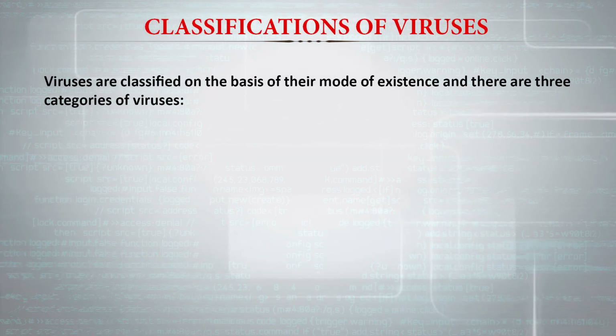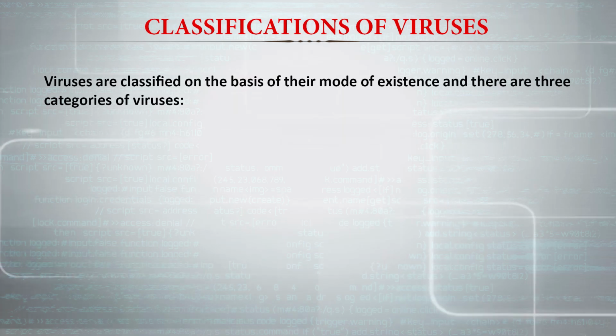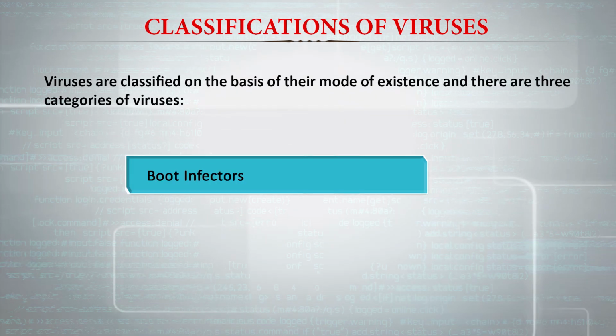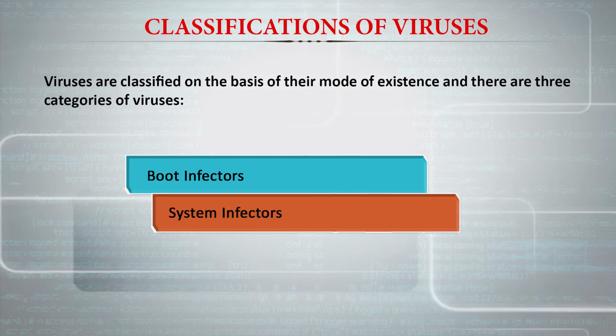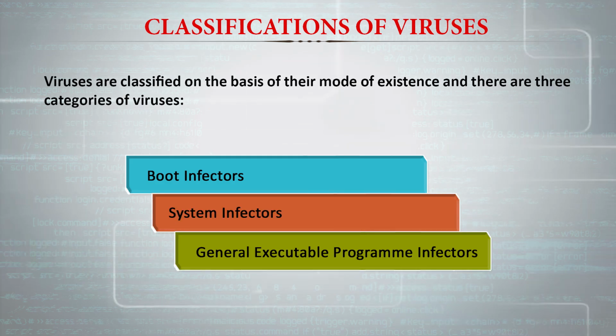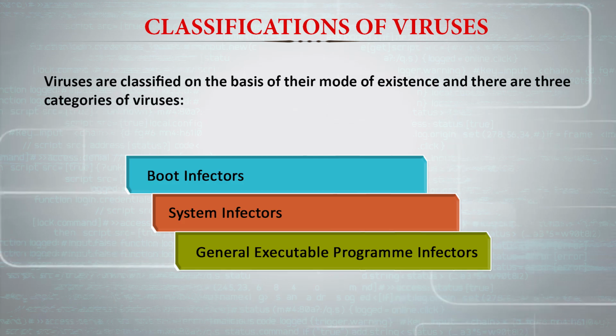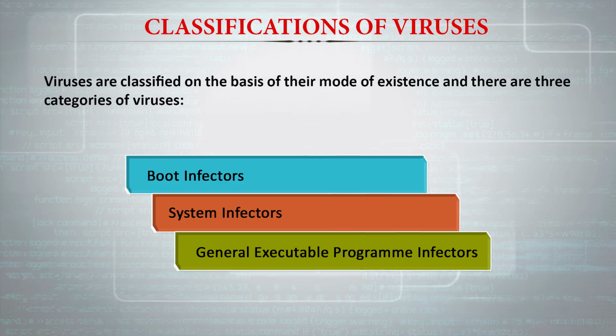Viruses are classified on the basis of their mode of existence, and there are three categories of viruses: boot sector infectors, system infectors, and general executable program infectors. We will now try to explain all these categories of viruses. Let me start with the boot sector virus.